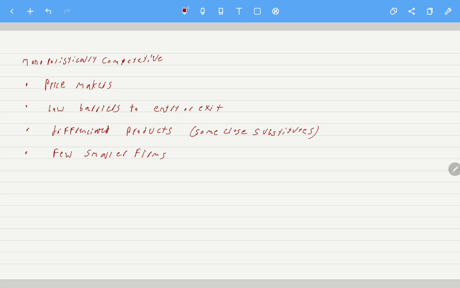That means they have some close substitutes, which means that if one firm leaves the market, that leaves fewer choices, which makes the demand more inelastic. How do I explain this? It means that there are fewer substitutes. So then there are a few small firms. There are just a few small firms.